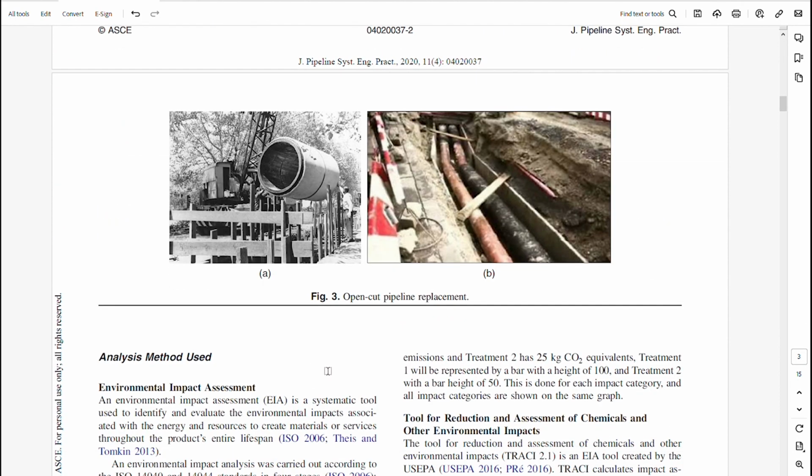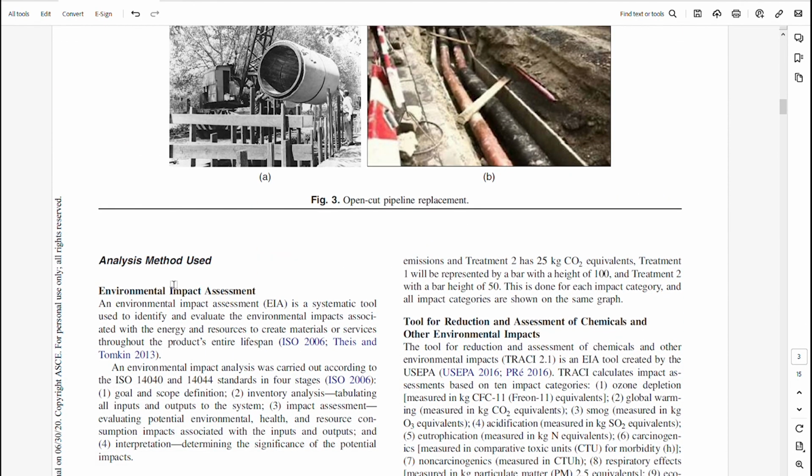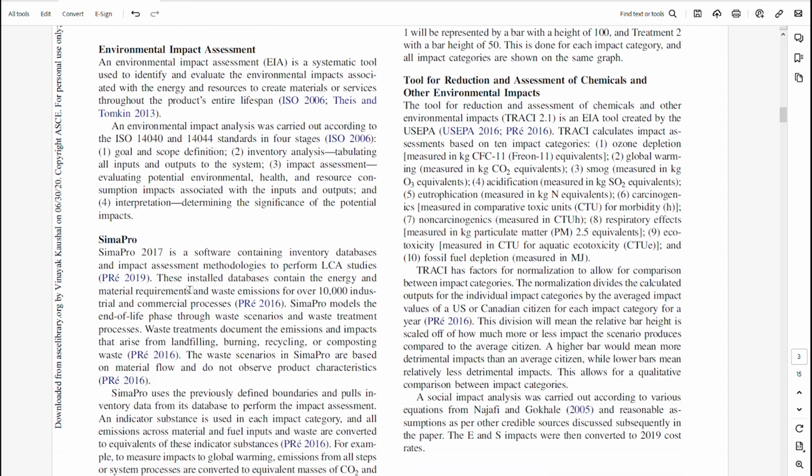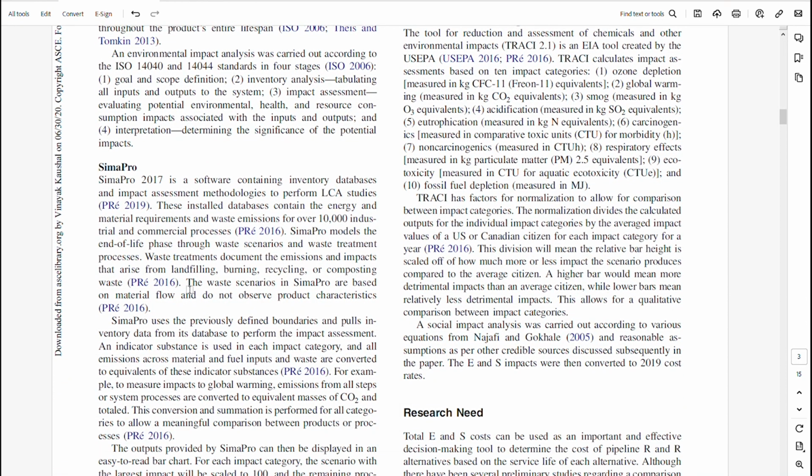Then we talk about the method or scope of the paper. Here we have the analysis method used, where we talk about all the methodology, the scope, the material used or software used or tool used. So we talk about all that. Again, since this is a research paper, it is very important that we give prior reference of the authors or works which have been done in the similar scope or area before.